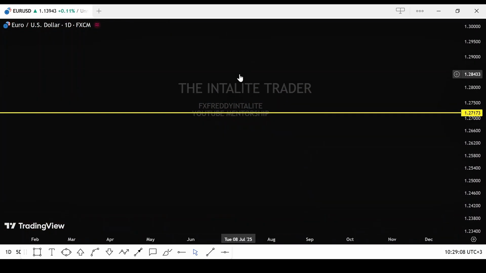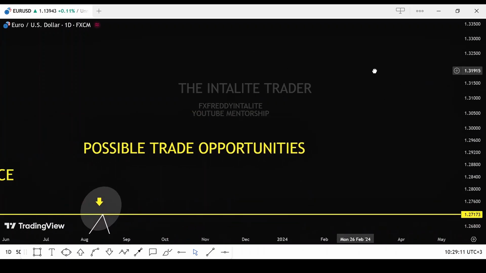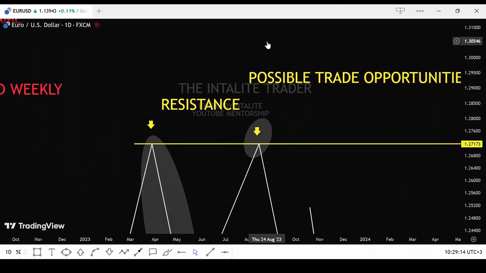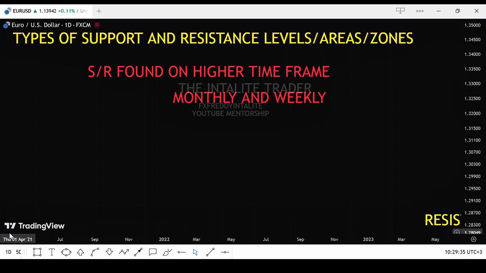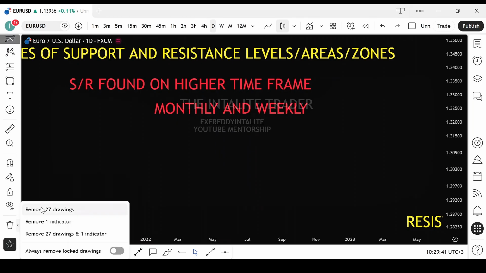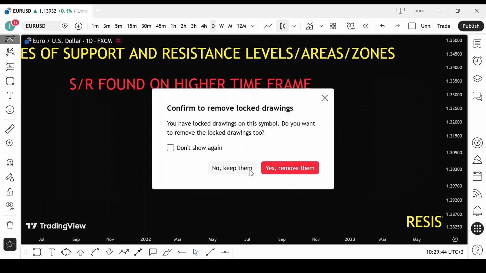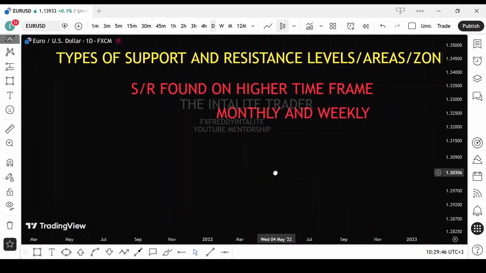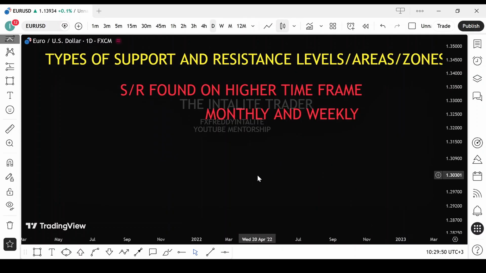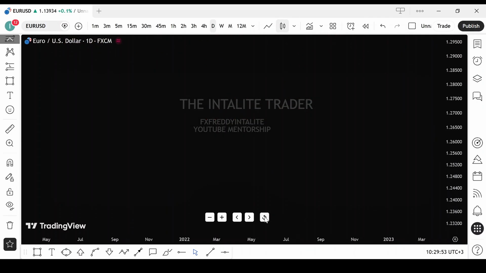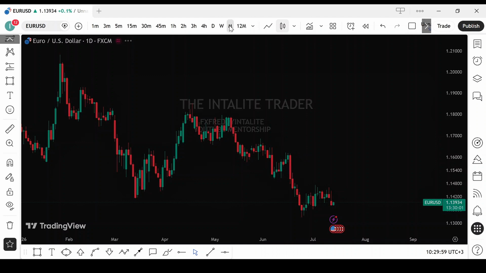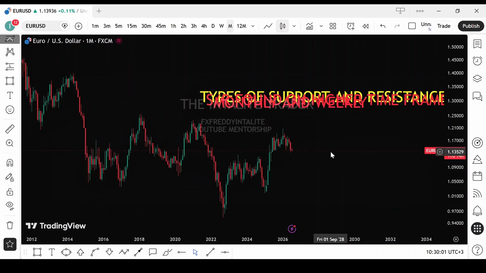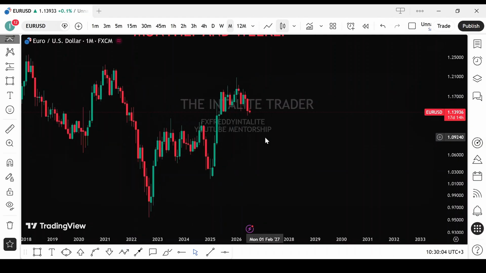So let's continue with the types of support and resistance levels. We want to see support and resistance levels found on the higher time frames. So what do we mean by the higher time frame? This is a monthly time frame.